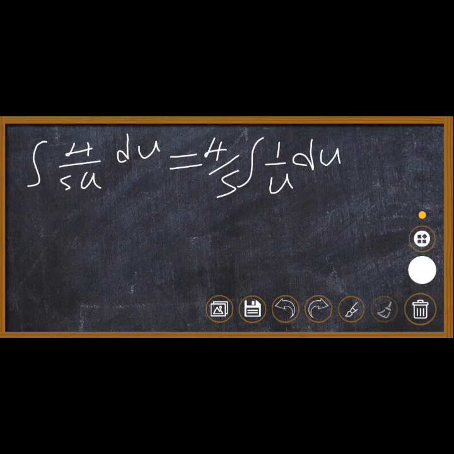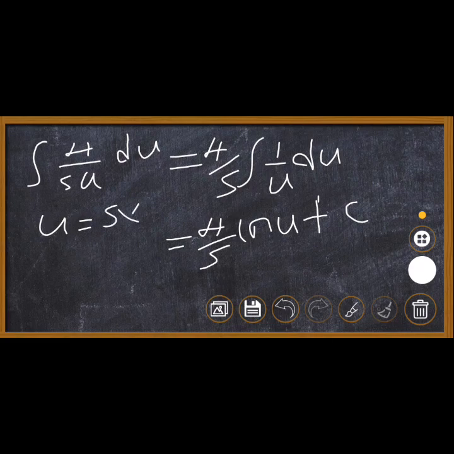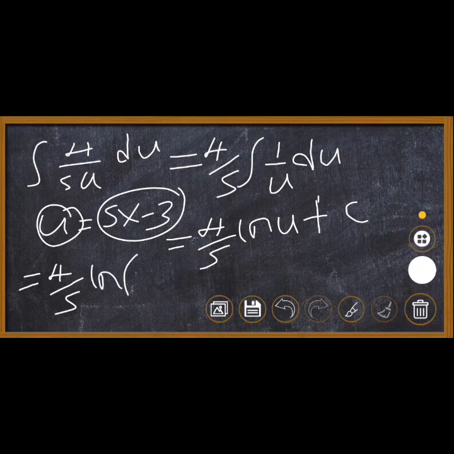Now, having said that, in this case, we are going to have 4 over 5. So what will be the integration of 1 over u? It's ln of whatever variable is present, which is u, so it's ln of u. Okay, and then plus the constant c. Now remember, our u was what? Our u was 5x minus 3. So we are going to replace where there is u with 5x minus 3. So in this case, we are going to have 4 over 5 ln, where there is u, it's 5x minus 3, and then plus the constant c. So this is our answer. This is our final answer.